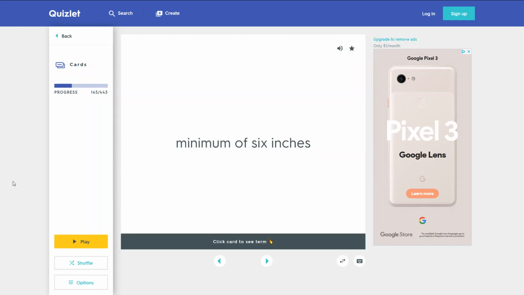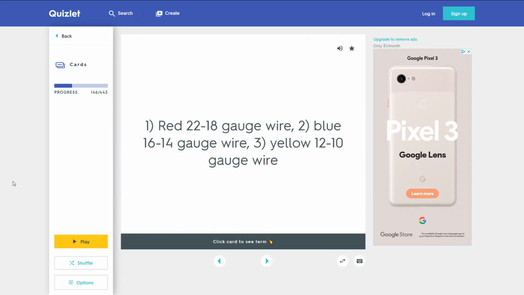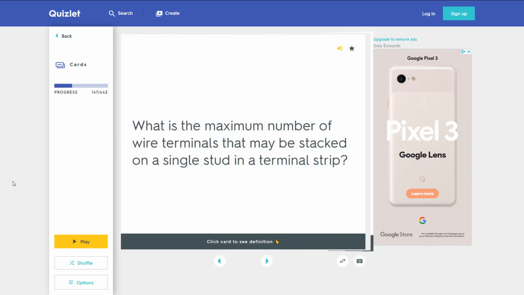What is the significance of the color of solderless connectors? 1. Red 22-18 gauge wire. 2. Blue 16-14 gauge wire. 3. Yellow 12-10 gauge wire. What is the maximum number of wire terminals that may be stacked on a single stud in a terminal strip? 4.